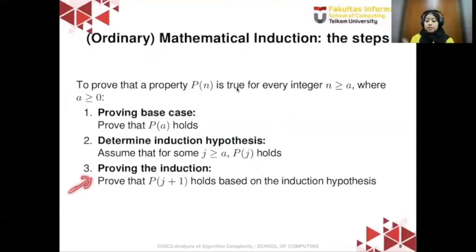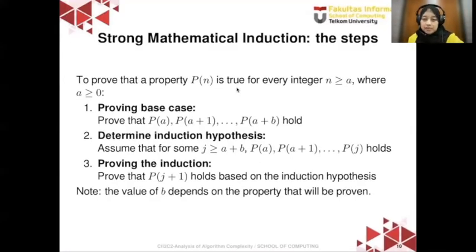And the next step, we need to prove the induction by proving that Pj plus 1 holds based on the induction hypothesis. So remember the domino effect. Here, we prove that the first domino, the frontmost domino, will fall. And here, we consider any domino in a row and see if it falls, will the next domino fall? If yes, then all the dominoes in the row will fall.